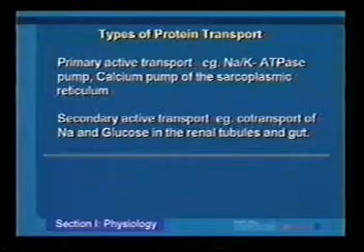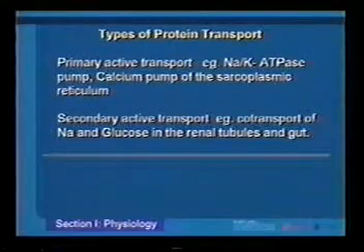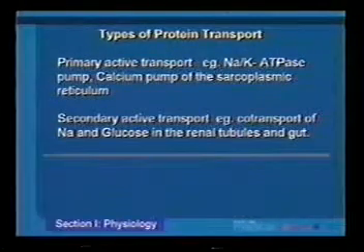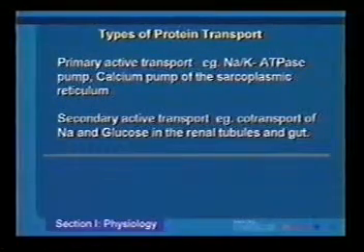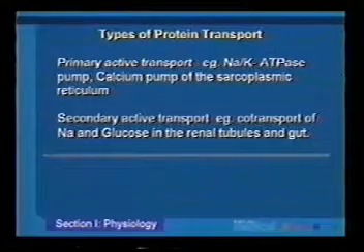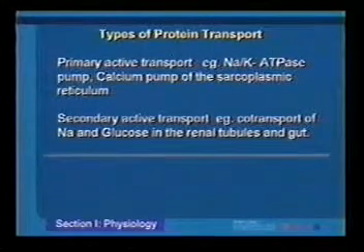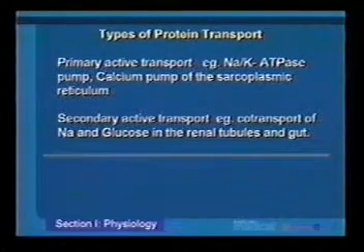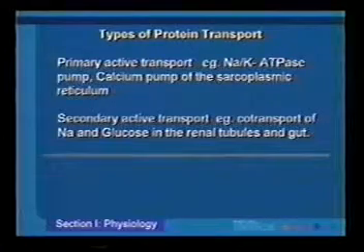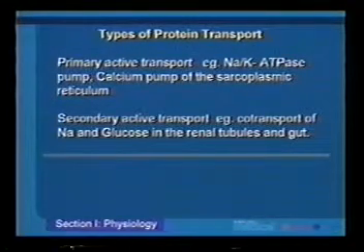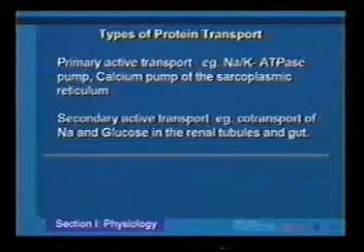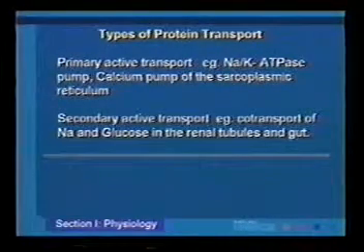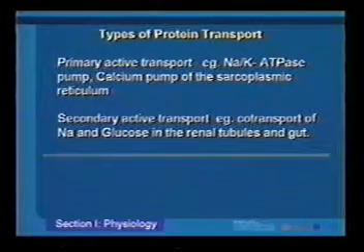Now, the other subcategory, secondary active transport. The unique aspect here is that in secondary active transport, the transporting protein does not have ATPase activity. So in secondary active transport, that protein in the membrane, and it is actively transporting substances, that protein does not have ATPase activity.